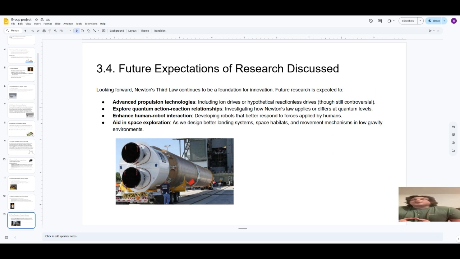3.4, future expectations of research discussed. Looking forward, Newton's third law continues to be a foundation for innovation. Future research is expected to advance propulsion technologies, exploring quantum action-reaction relationships, enhanced human-robot interaction, and aid in space exploration.